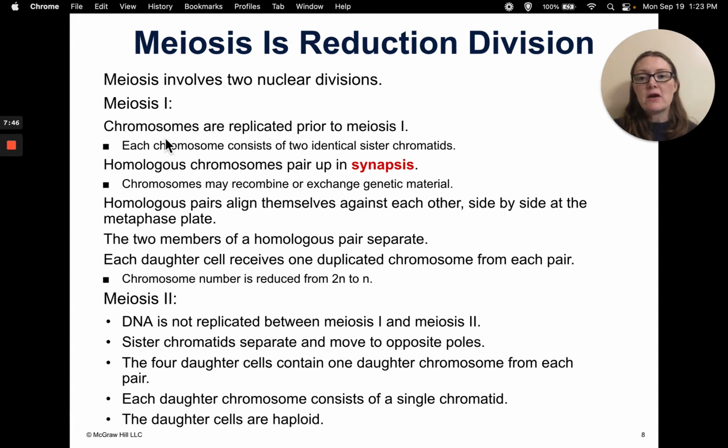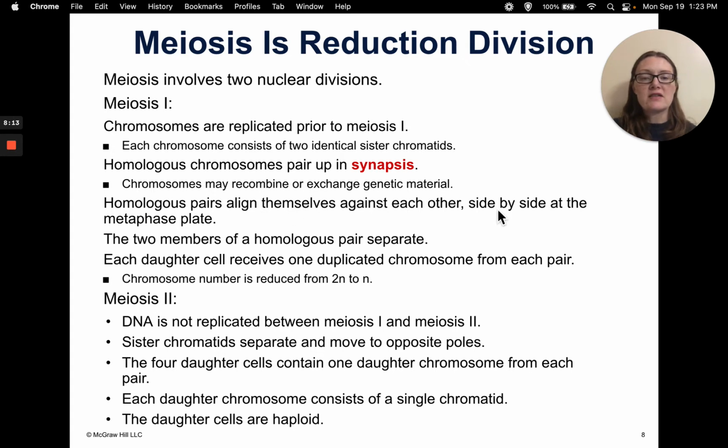So in meiosis 1, the chromosomes are replicated because remember, replication takes place in the S phase of interphase. Each chromosome consists of 2 identical sister chromatids because they have replicated and they've joined together, and they've got that X kind of appearance. The homologous pair up in synapsis. Synapsis is kind of the joining area where they join together. Homologous pairs align themselves side by side.